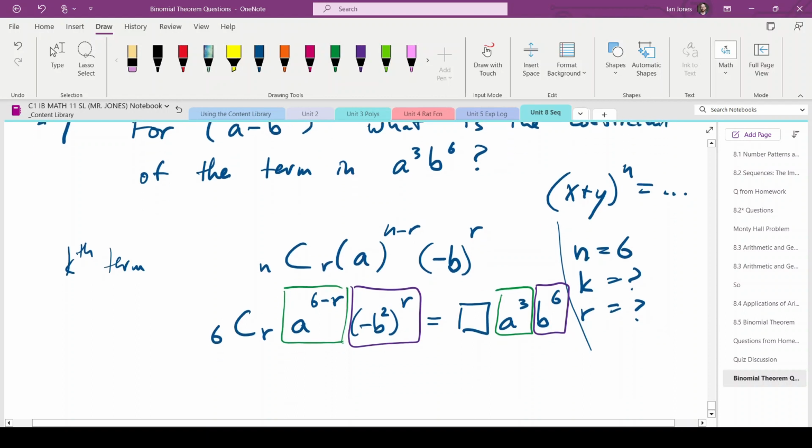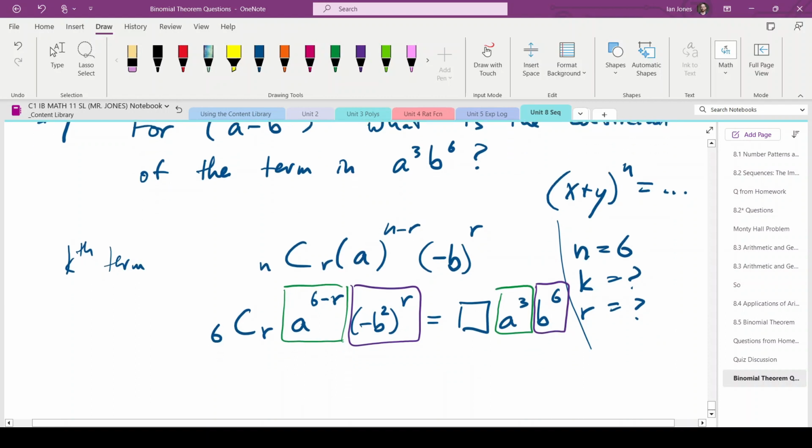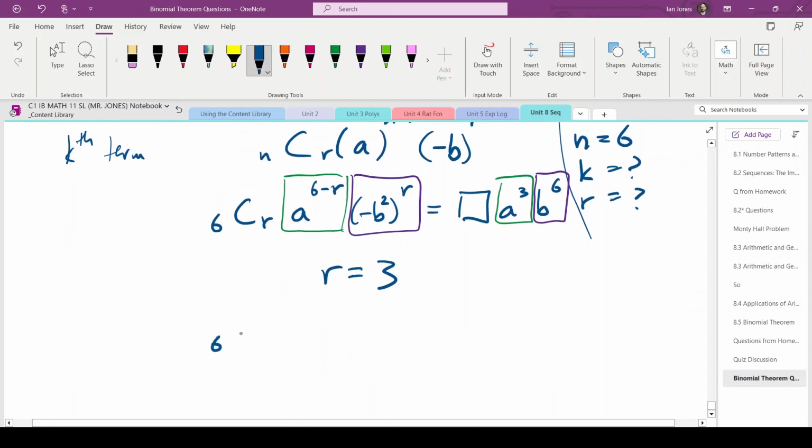All right. So here now, this makes sense. r equals 3, because when I put 3 here, I get a to the 3. That's correct. When I put 3 here, never mind the negative part, I get b to the 6th. That's correct. So r is in fact 3. And now I can write this as 6 choose 3, which is an actual value, a to the 6 minus 3, which is 3, negative b squared to the 3. And let's see what that is.